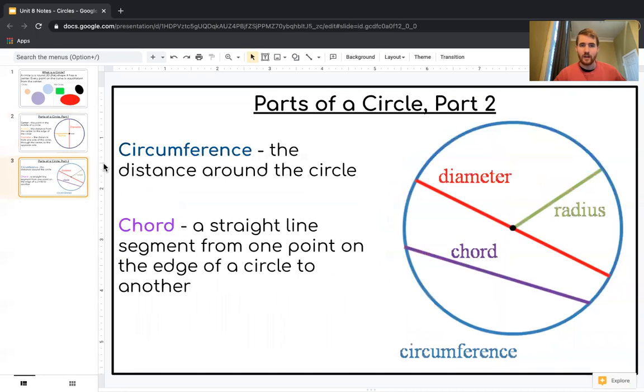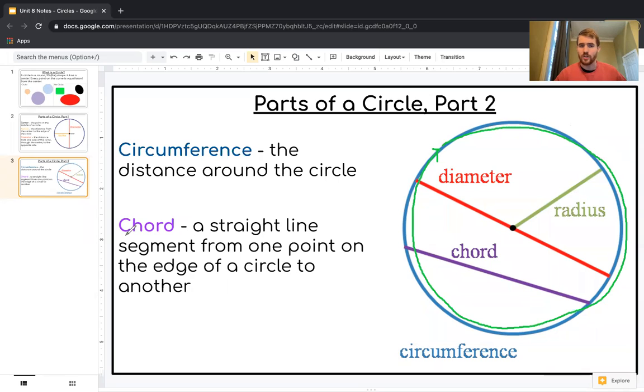Then we've got 2 more parts. The circumference is like the perimeter of a circle. That's the distance around the outside of the circle. So this blue line all the way around, that is the circumference of this circle. And we'll talk more about how to figure that out in a future video.